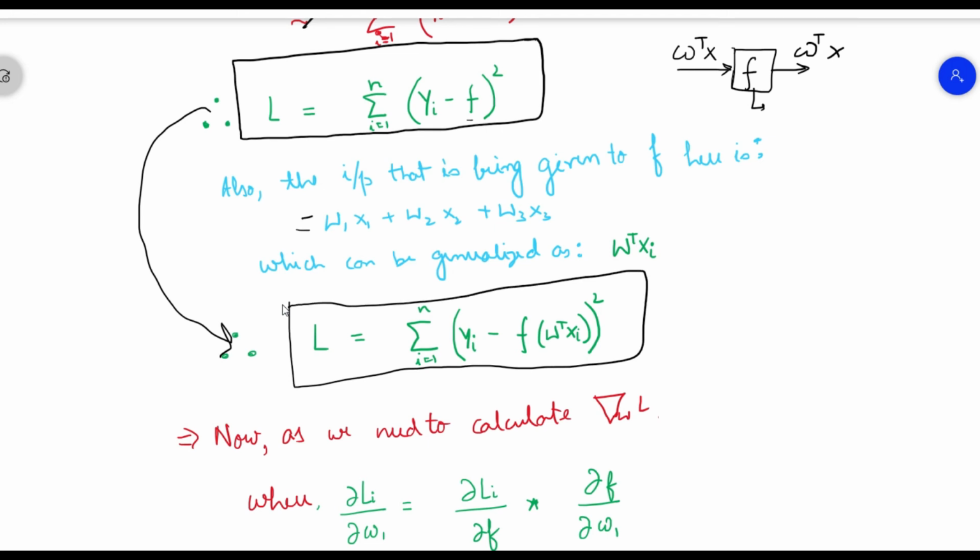So our loss function over here can be rewritten as L equals yi minus f of w transpose xi, whole square, and we take the sum from i equals 1 to n. If we need to calculate the partial derivative of this loss function with respect to w1, we'll have to apply the chain rule, which we have already explained. And this chain rule has 2 components.